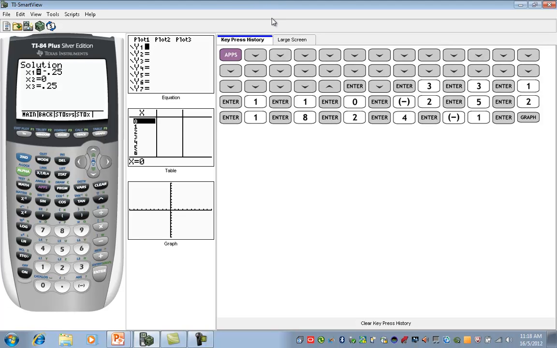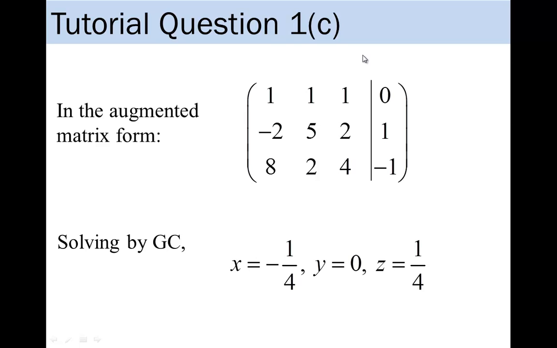So basically, I see that x1 equals negative 0.25, x2 equals 0, and x3 equals 0.25. So copying this in, and bearing in mind that in the question I'm using x, y, z, by converting the variables appropriately, this is the solution that I obtained.